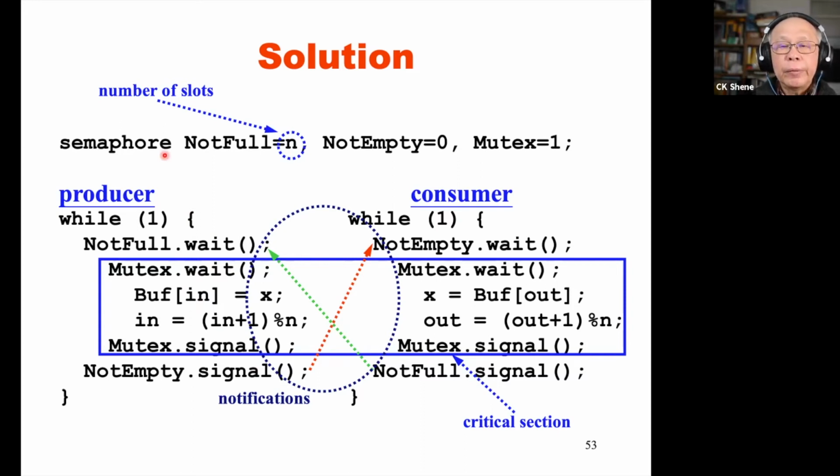So here, what is the maximum good value for not full? I would say that is the buffer size. Remember, n is the number of available slots. So in this case, you actually have a countdown lock. You allow n threads to pass through not full dot wait.